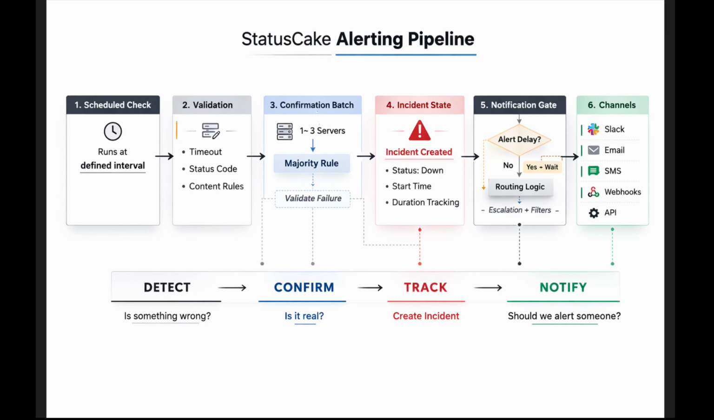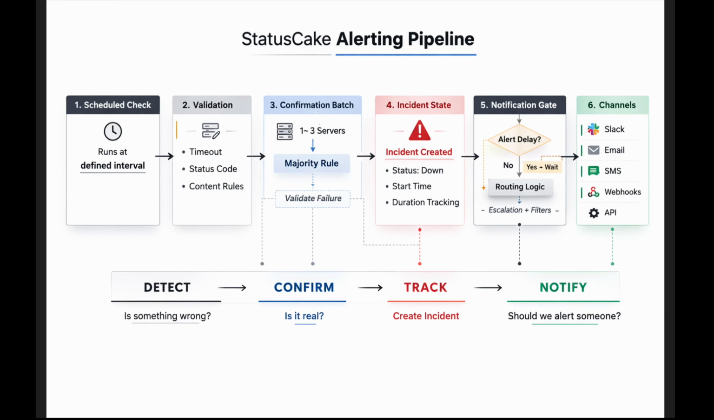Every alert in StatusCake follows a pipeline, not a trigger, but a pipeline. First, a scheduled check runs. Second, that check is evaluated against your validation rules, your timeout, your status code, your content matching. If it violates those rules, that individual check fails. Third, confirmation servers run immediately. This is a validation batch. 1 to 3 additional servers rerun the same test. Majority rule decides whether the failure is real.